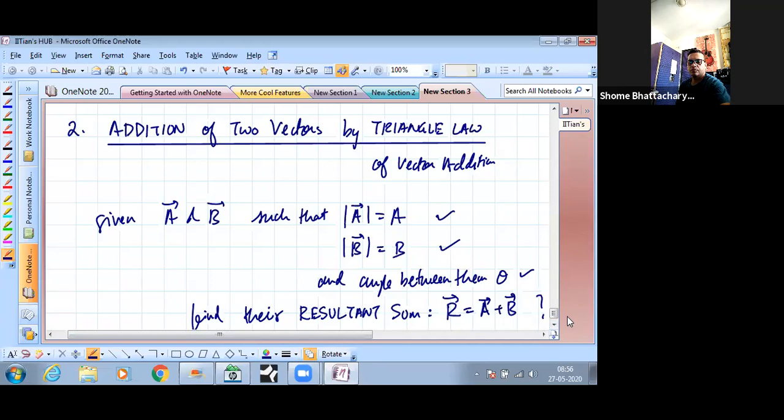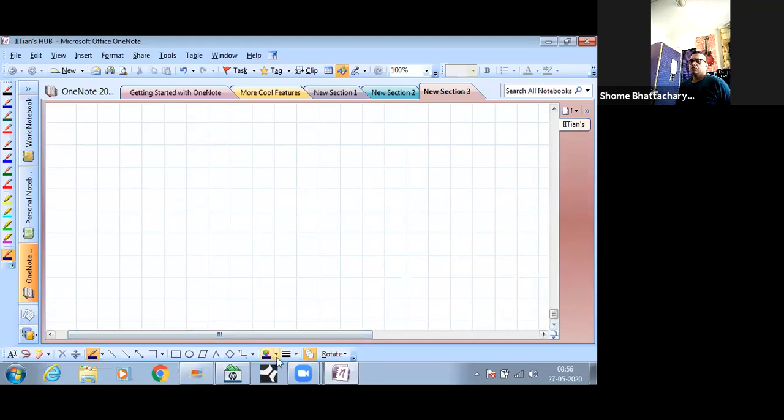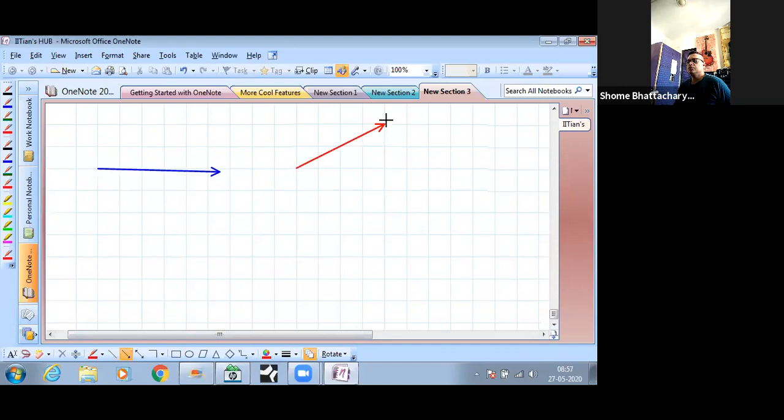Okay, so let's understand this method. Suppose the vectors A and B which are given to us are these two. This arrow represents vector A and this arrow here represents vector B. Suppose.